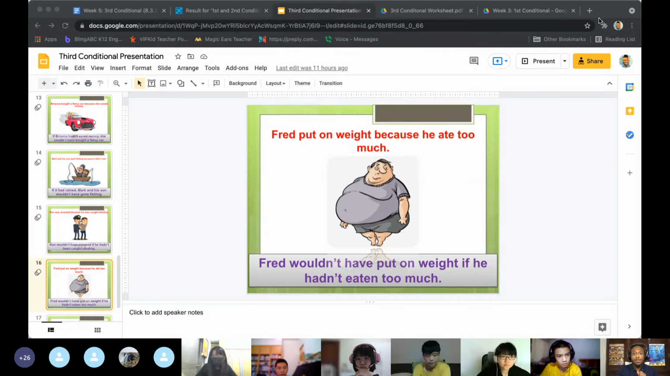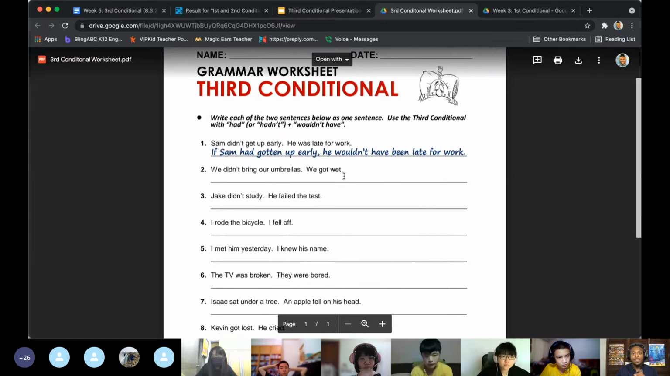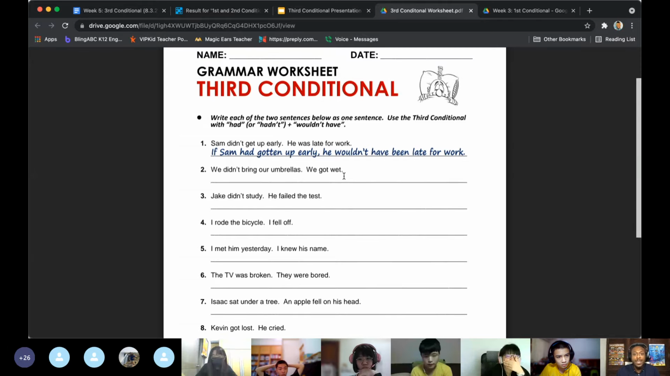So it will give you examples such as Sam didn't get up early. He was late for work. So we know what happened. He didn't get up early and he was late for work. Then you have to form the conditional sentence. If Sam hadn't gotten up early, he wouldn't have been late for work. So if he had gotten up early, he wouldn't have been late for work. Okay. So it's the same exercise that we were doing in the PowerPoint presentation, but now just some different scenarios.